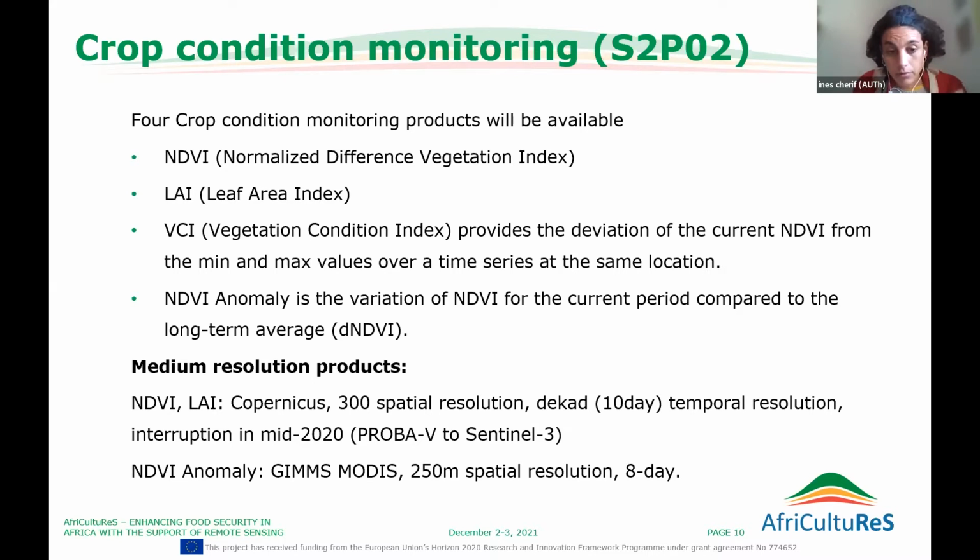For the medium resolution products, in the case of Copernicus, there were separate data sets because of a change in the provision of the data, and a change in the source of the data, the satellite used for producing the data. There was a switch from the Proba-V to the Sentinel-3 source of data. So there are two data sets basically available: earlier than mid-2020 and past mid-2020.